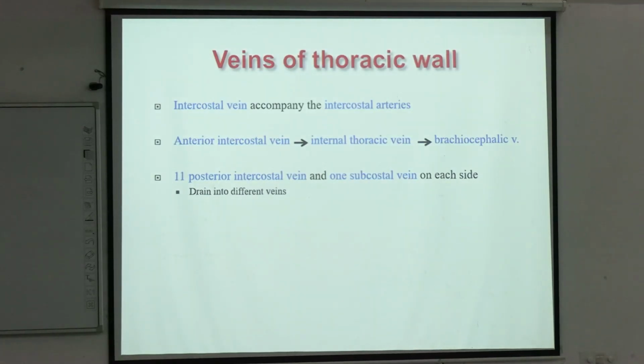From the arteries we move on to the veins. Corresponding to the arteries we have the veins: the anterior intercostal veins and the posterior intercostal veins. The anterior intercostal veins follow the anterior intercostal arteries. They run to the internal thoracic vein and dump the blood from the anterior intercostal vein to the internal thoracic vein to the brachiocephalic vein. This is how the anterior intercostal veins drain the blood from this region.